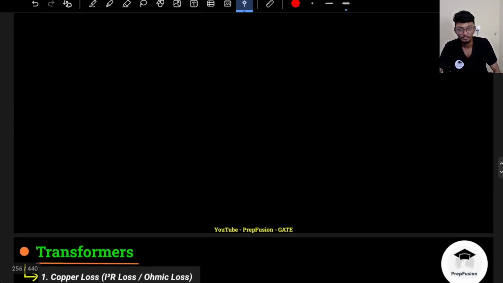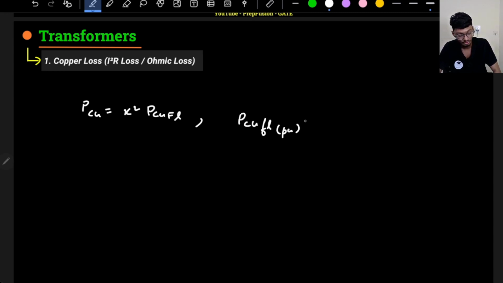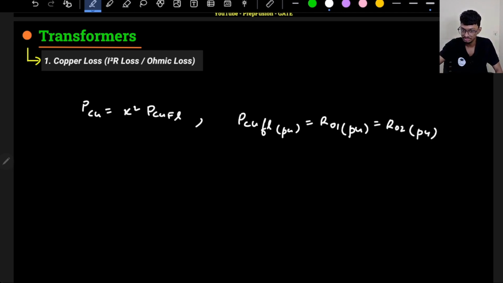Now we will discuss the per unit copper loss. So my PCU is equal to x square into PCUFL. Correct? So what is the per unit copper loss? In the previous lecture I had derived the per unit copper loss. The full load per unit copper loss was equal to RPU, whichever side I am on, RO1 PU or RO2 PU, it does not matter. Both are the same. I have derived this in the previous lectures, so I am not deriving it over here, I am just writing down the results.